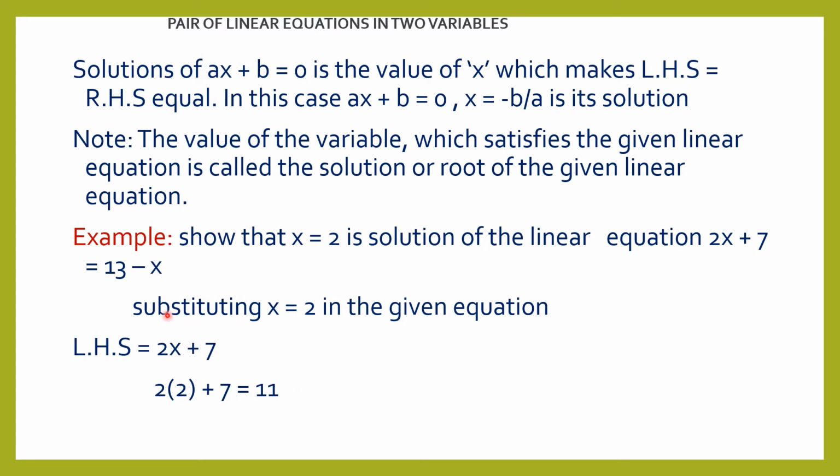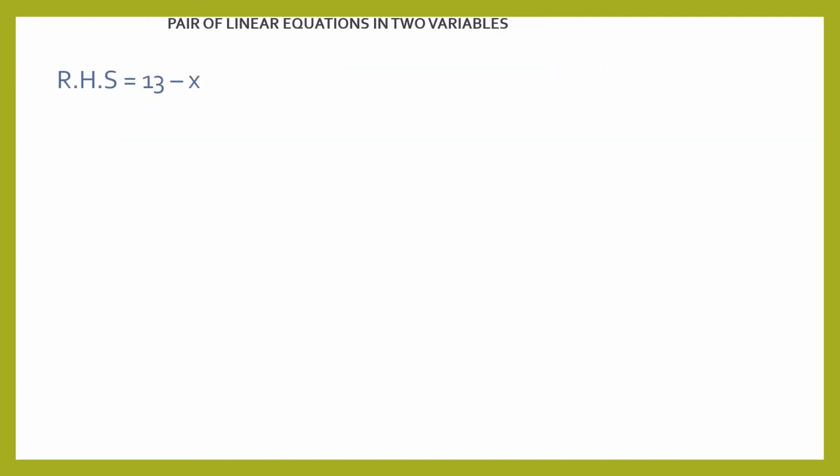Okay. So what is the RHS value? 13 minus x. Substitute x equals 2 in the variable's place. 13 minus x means 13 minus 2, which is 11. Now LHS equals RHS. Both are equal. Clear?